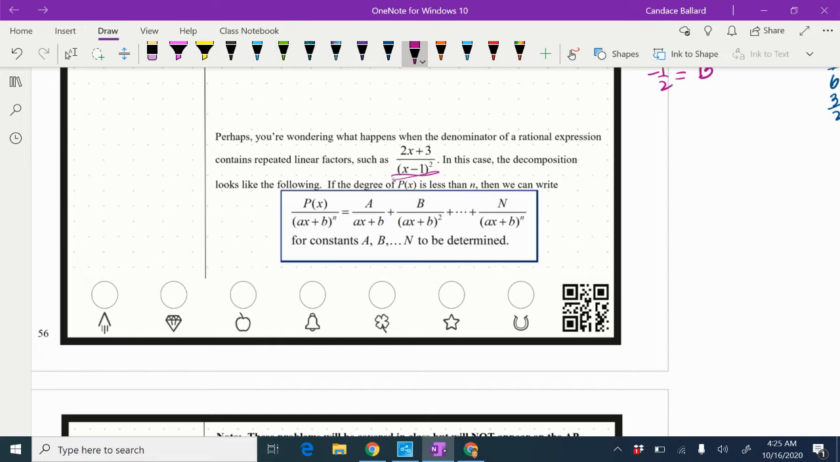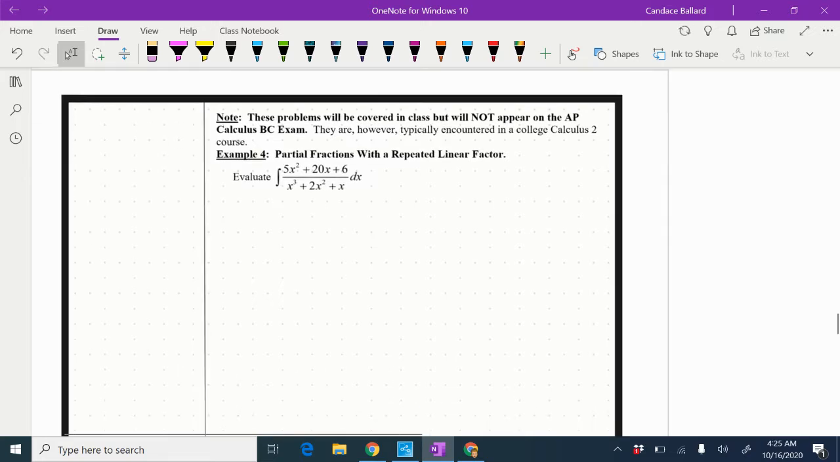If the degree of p of x is less than n, then we can write. So when we have an n factor, like a squared, I have to include the factor before it, one that's just a single factor, and then I also have to include the squared factor. If I had a cubed, I'd have to go one more. And then we have to determine constants for a and for b. So let's take a look at one that's a repeated linear factor.